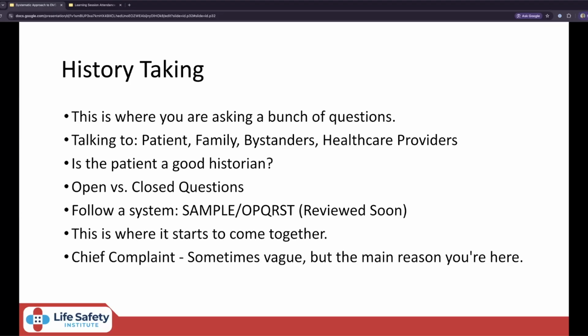How are you feeling right now? Is open-ended. The person has all the leeway in the world to answer that question. As opposed to, when did your chest pain start? Like, there's really only one way to answer that question. So open-ended questions, closed-ended questions, both are important.